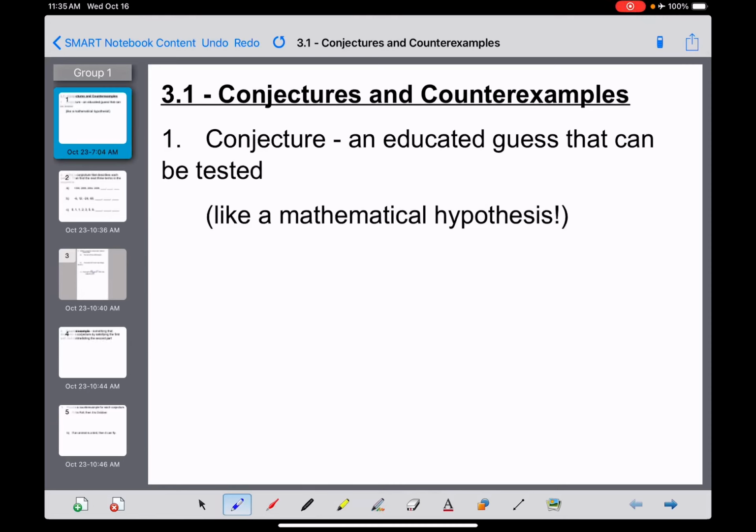Okay, geometry 3.1 is the start of three sections right here that some people really like in geometry and some people really dislike. For better or worse, these three sections we're going to do aren't really going to feel like math to you guys. There's not a whole lot of numbers involved. We're not solving any equations.